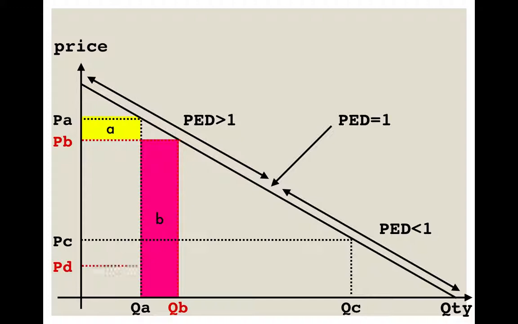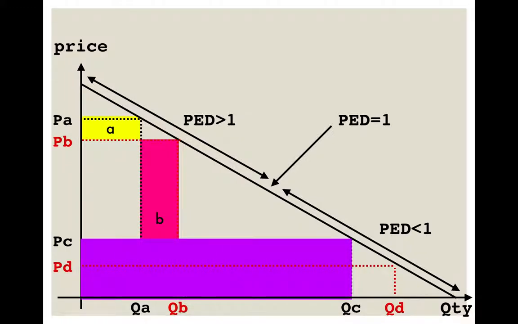So if it decides to lower its prices from PC to PD, you notice that we can calculate the impact on total revenue the same way we have calculated the impact on total revenue as before. The original total revenue is given by PC multiplied by QC, which is the purple area that you see on the screen right now. The new total revenue is given by PD multiplied by QD, which is the blue area that you see on the screen right now.